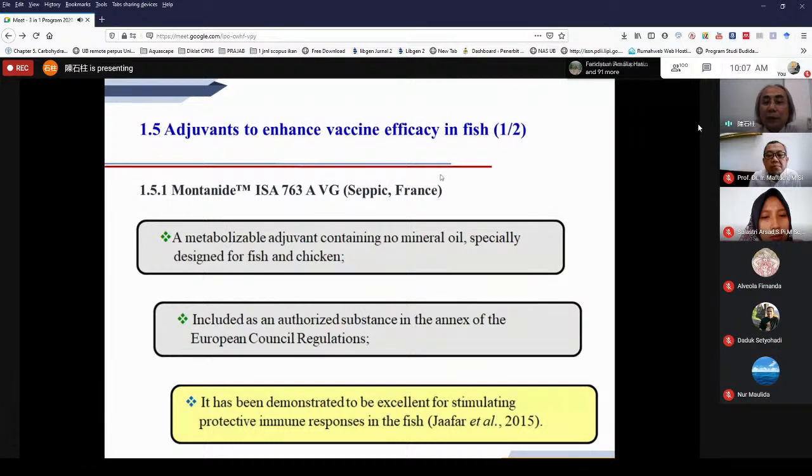Currently, the French company SEPPIC has a quite successful vaccine adjuvant product. We call it Montanide, TMISA763AVG. This is a quite good commercialized vaccine adjuvant. This is not a mineral oil; it is a metabolizable adjuvant containing non-mineral oil, meaning it can be metabolized while the fish grow and disappear by market size. So it's very useful, but the adjuvant is a little bit expensive. So for a high-priced fish, it is more acceptable to use this adjuvant.